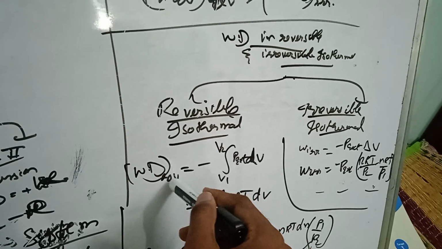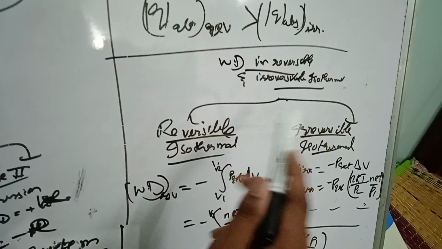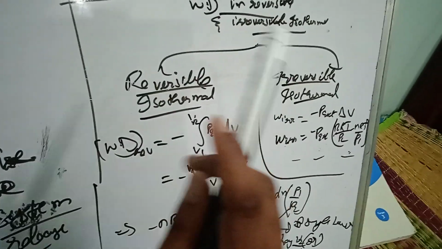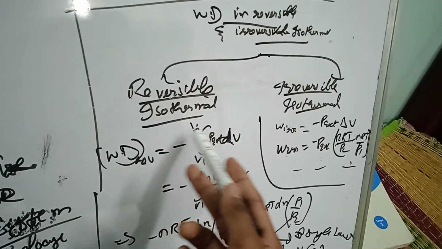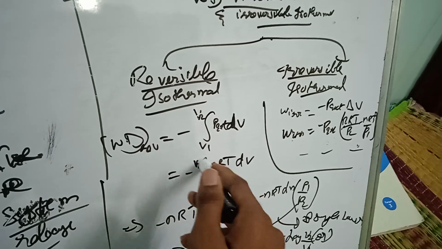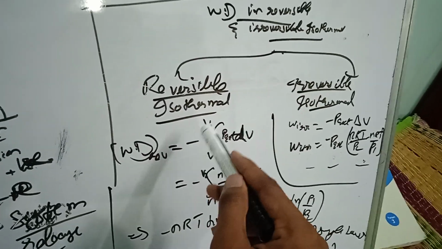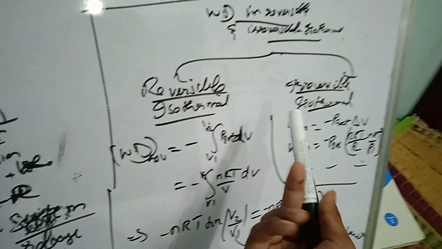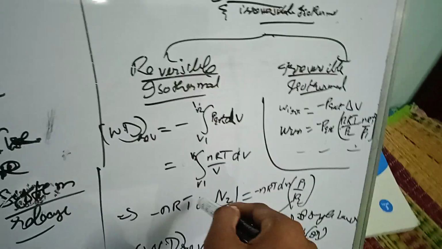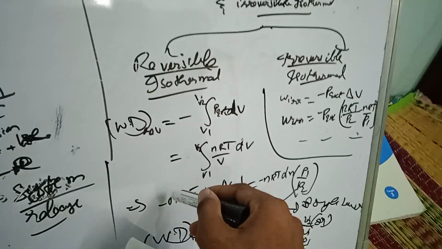So work done by reversible is minus p external dV from V1 to V2, as we have seen in the first video. If you are watching this directly, you won't understand. First watch the first video. Work done by reversible is minus integration V1 to V2 of p external dV. As we know, PV equal to nRT, so P is nRT by V, and I just substituted directly. I'm putting this dV here, the minus sign as it is, and V1 and V2 as limits. nRT are all constant, so I am taking them out.